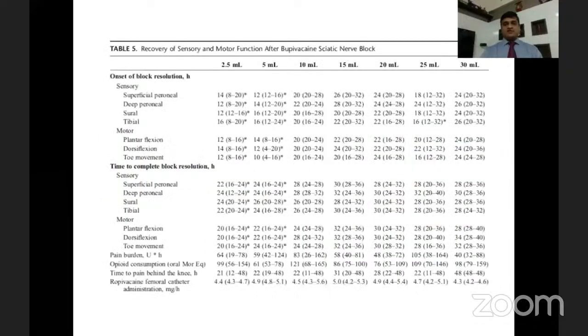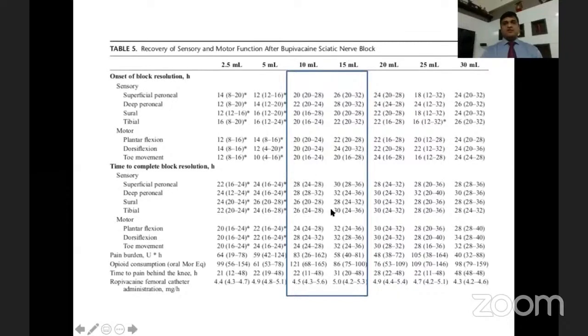This is the chart of their study, which shows volumes of 10 and 15 ml have the same duration of block as volumes of 30 ml, while volumes of 5 ml and 2.5 ml had lesser duration of block.